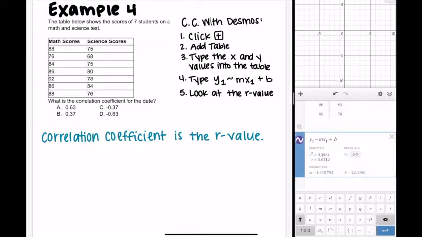Now instead of looking at m and b, I'm looking for the correlation coefficient, not the slope, not the y-intercept. Now, when you're looking for the R value, be careful because there's also an R squared value. We don't need the R squared value. So our R value here is 0.6312. So as long as you've double checked your table to make sure that you plugged everything in correctly, then that should be all that we need to do.